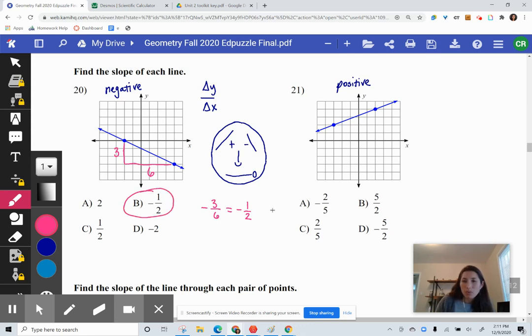Okay, question 21. We've got our positive slope going up 2 and to the right 1, 2, 3, 4, 5. So this is 2 and 5. So vertical change is 2, horizontal change is 5.